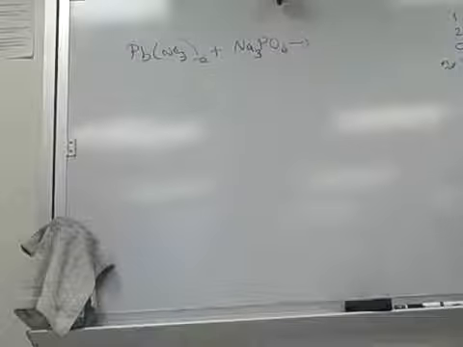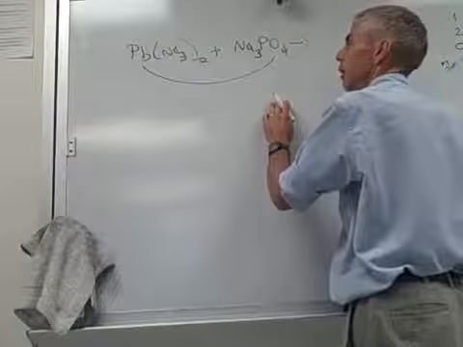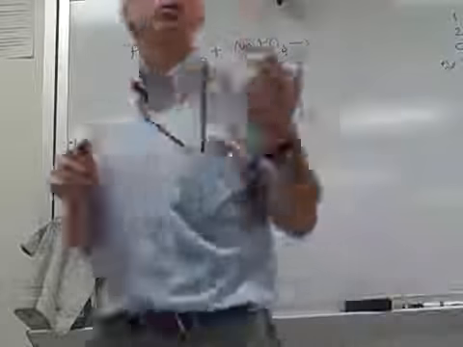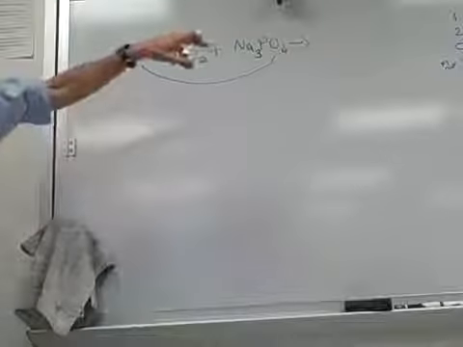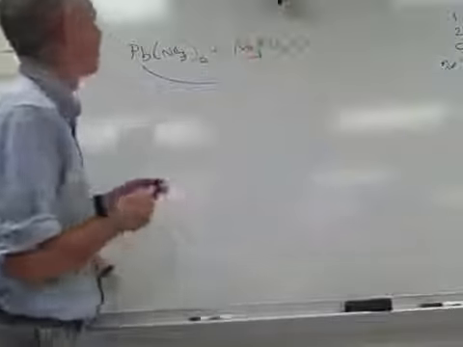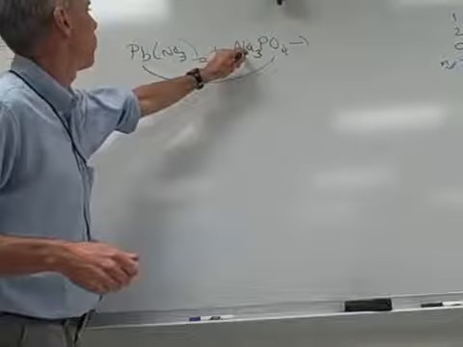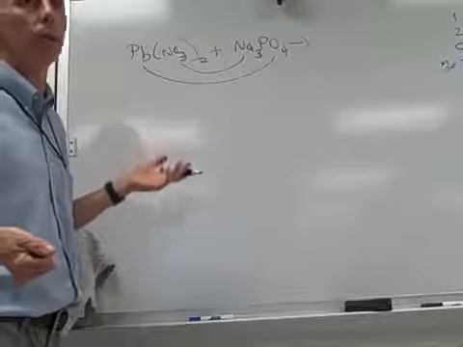Well, lead could react with phosphate. They haven't been together, but also lead is positive and phosphate is negative. All right, what's their other option? Sodium could get together with nitrate. Is everybody okay with that?